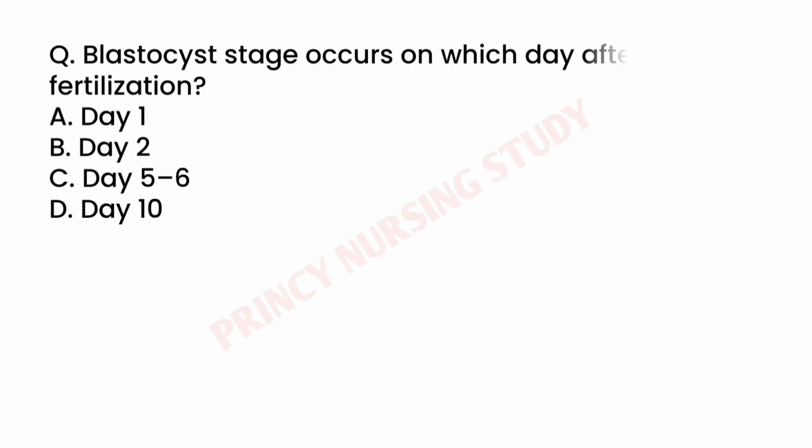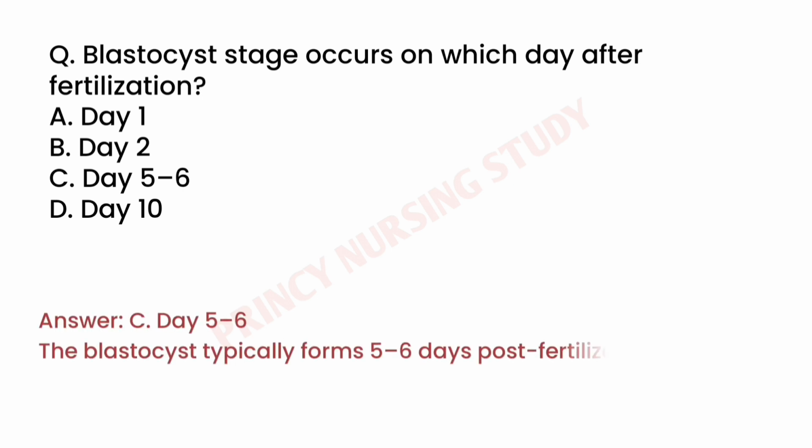Next question. Blastocyst stage occurs on which day after fertilization? Correct answer is C. Day 5 to 6. The blastocyst typically forms 5 to 6 days post fertilization.